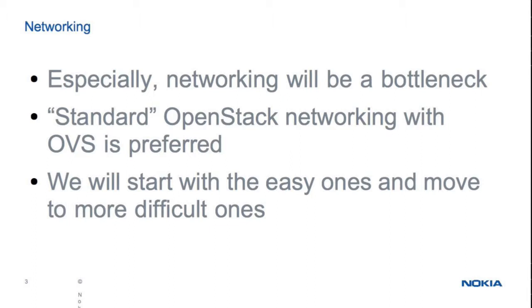Especially the networking is the bottleneck, and since the applications that we have mainly use small packets, the networking performance is the key performance indicator. What we want is to use standard OpenStack networking with OVS and no special tunings, no SR-IOV or anything like that. I have a number of things. I start with the easy ones, then move to the more difficult ones, and then I present something that is not working with OpenStack currently.